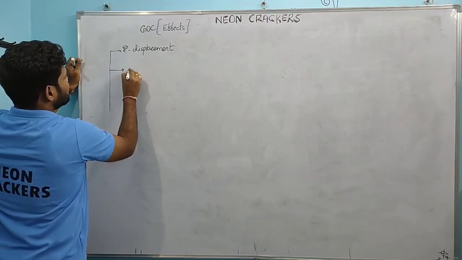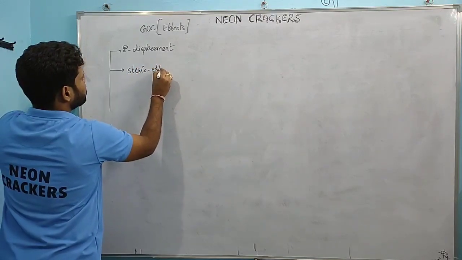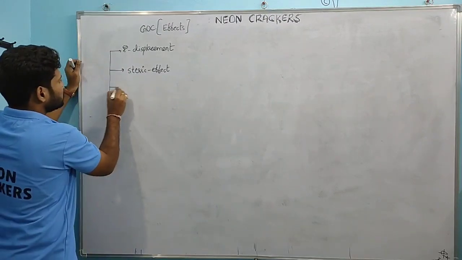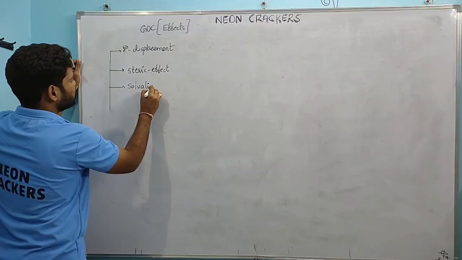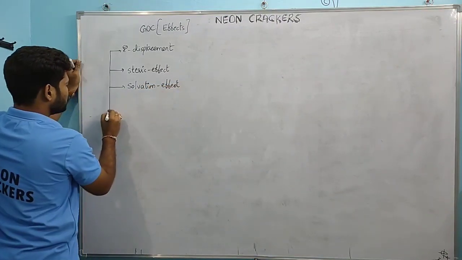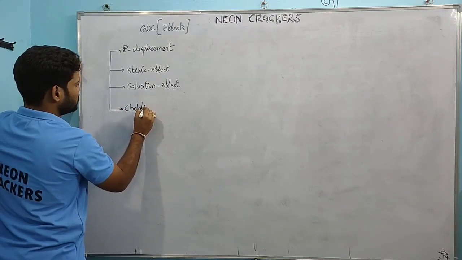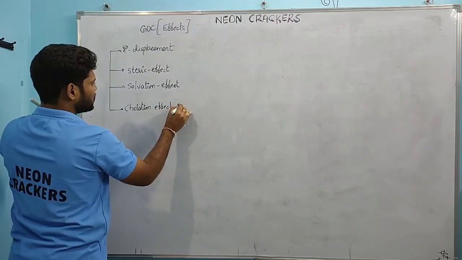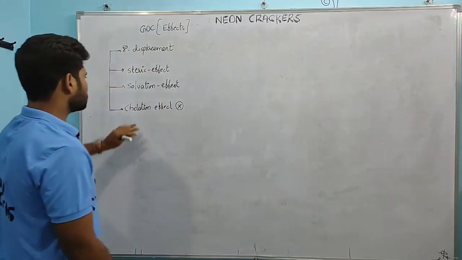The second one is the steric effect. The third one is the solvation effect. The fourth and last one is the chelation effect. Of course, this chelation effect is not there in UG, it is present at PG level, so no need to consider this point.